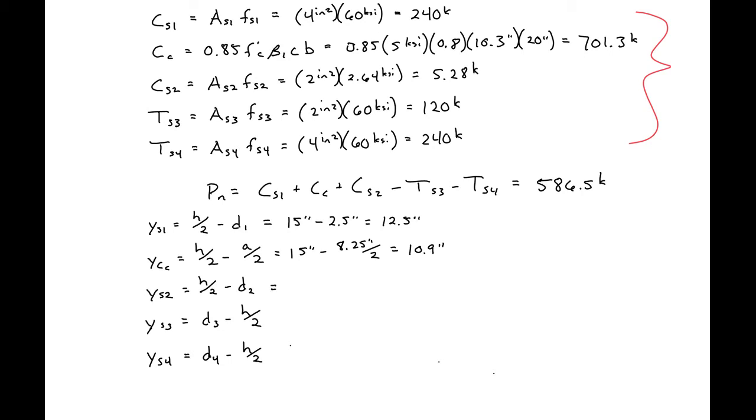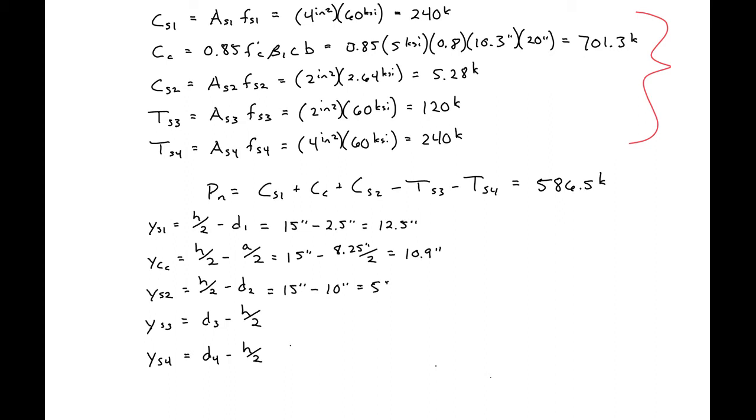Next, our lever arm to our second layer of steel, 15 inches minus 10 inches equals 5 inches. Our distance to third layer steel, 20 inches minus 15 inches equals 5 inches. And then finally, 27.5 inches minus 15 inches is 12.5 inches.